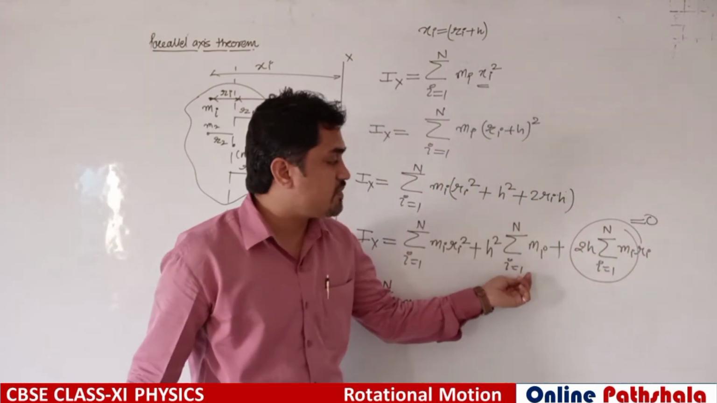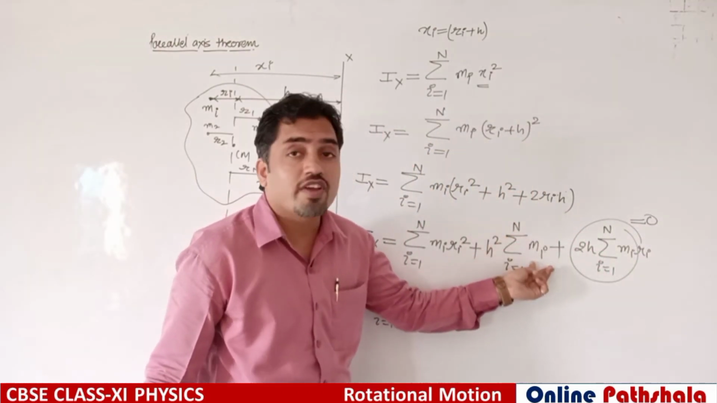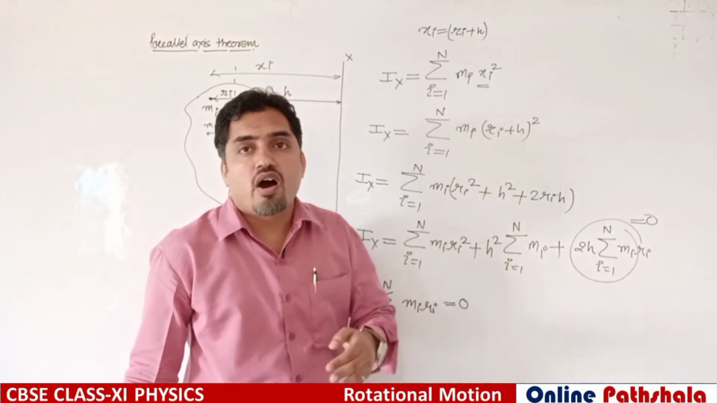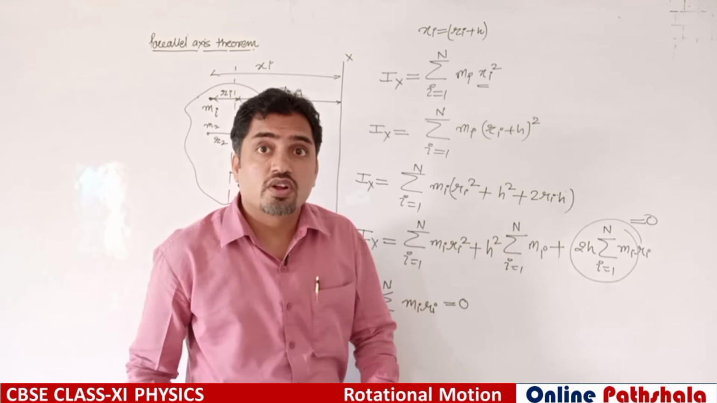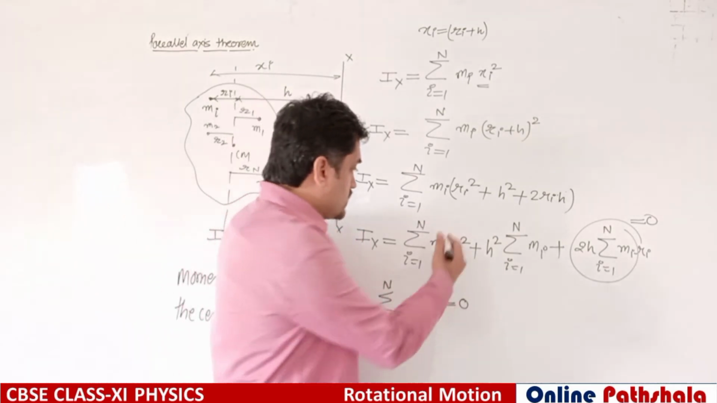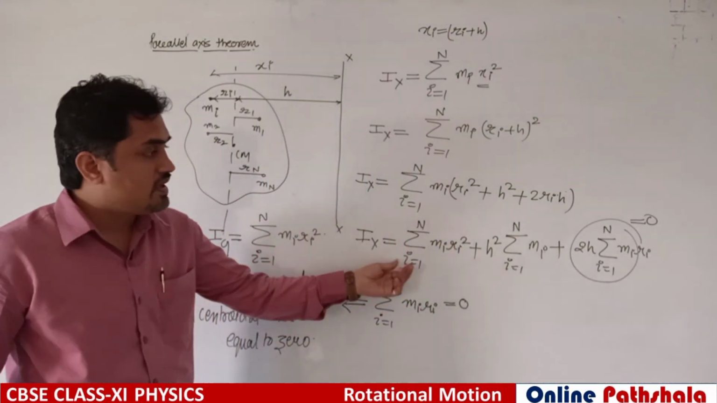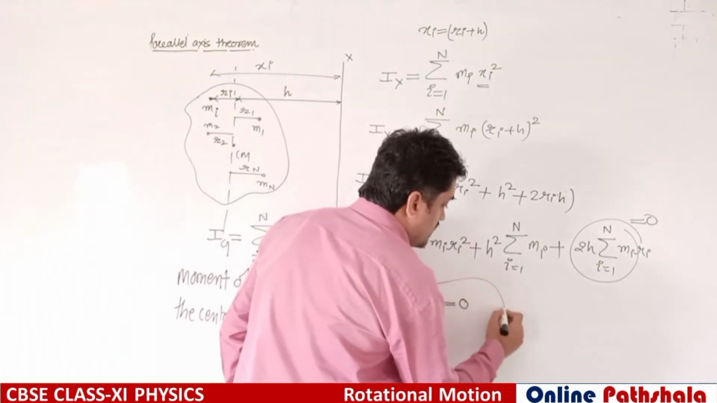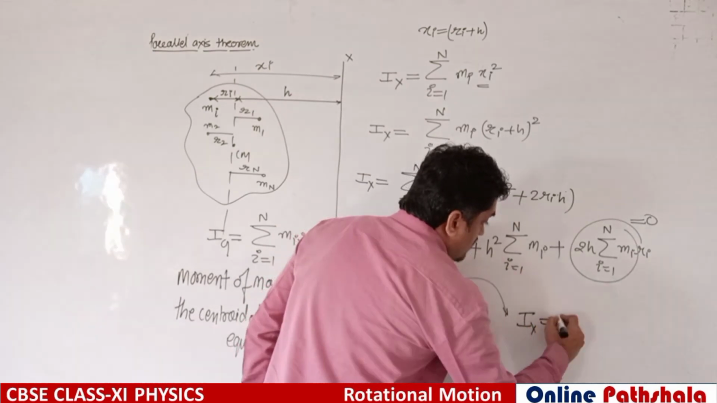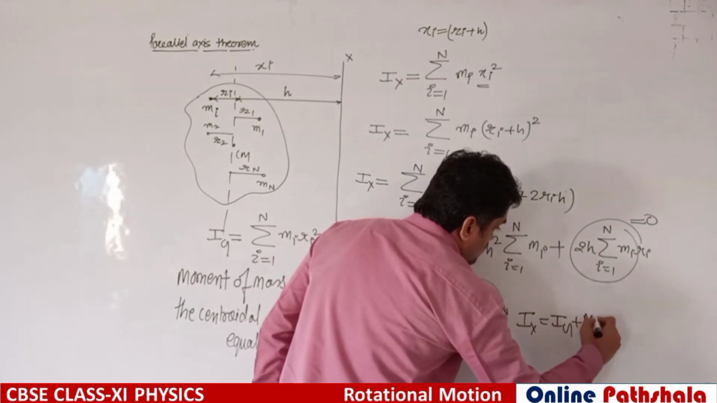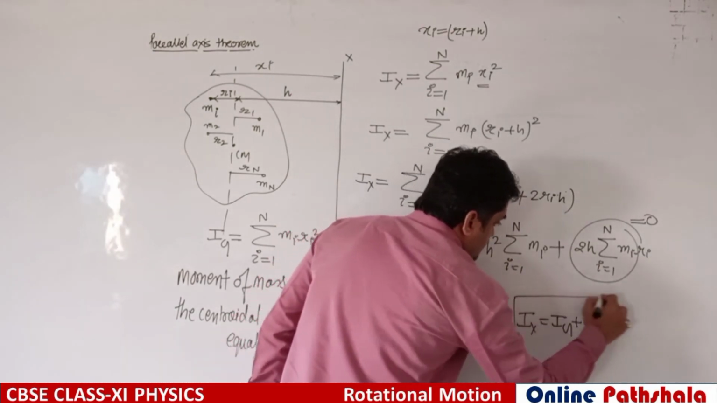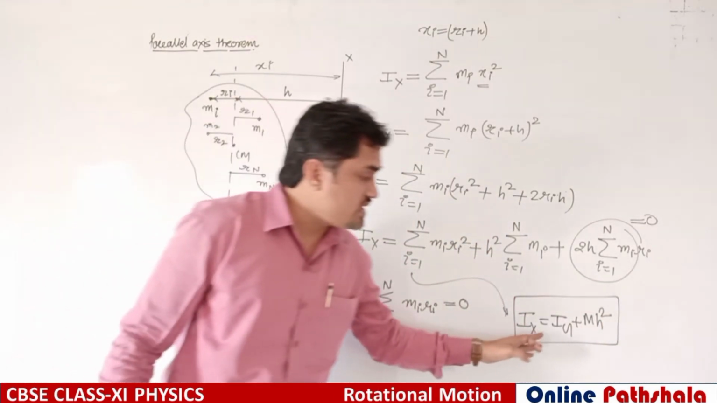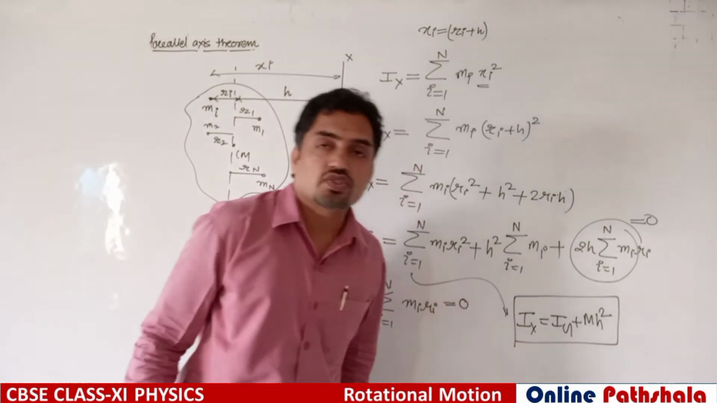And what is the meaning of summation of i equal to 1 to n of mi? It is the total mass. If we add the mass of all particles, what will we get? The total mass of the rigid body. And this term is equal to Ig. So what we can write here? Ix equal to Ig plus mh square. This is the verification of the parallel axis theorem: Ix equal to Ig plus mh square.